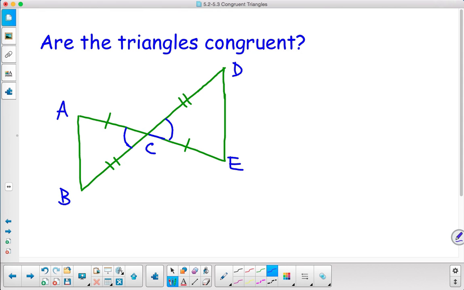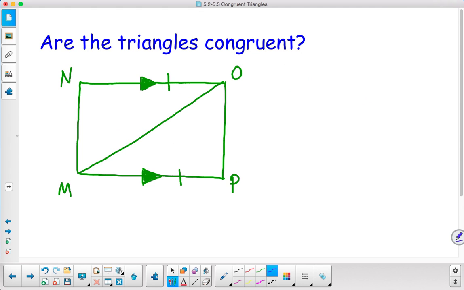So we do have the two sides and the angle that's included between them in both triangles. So are the triangles congruent? Yes, they are. Again, it's side angle, side congruence. Okay, so far we've had side, side, side, and side angle, side congruence. Oh, looks like I have one more example. Are these triangles congruent?